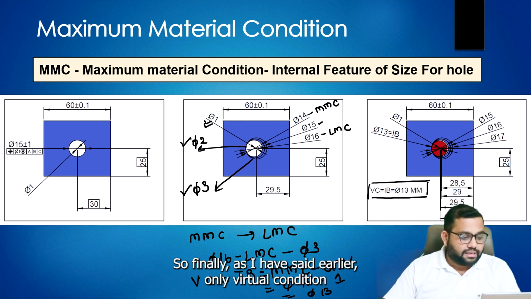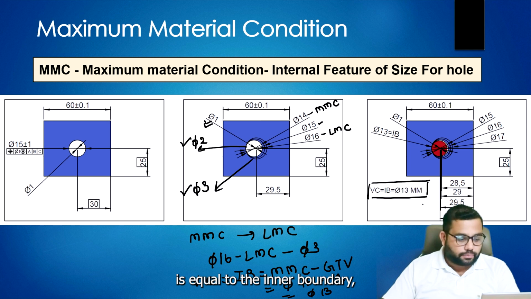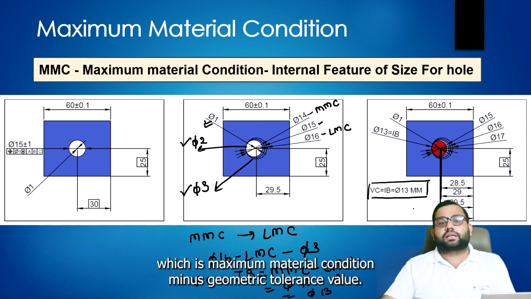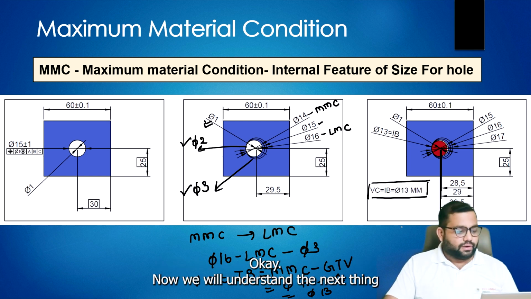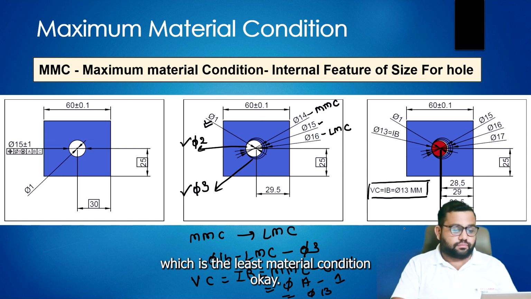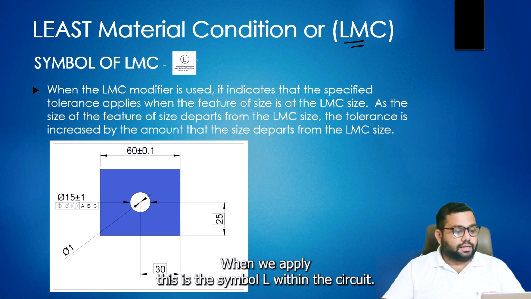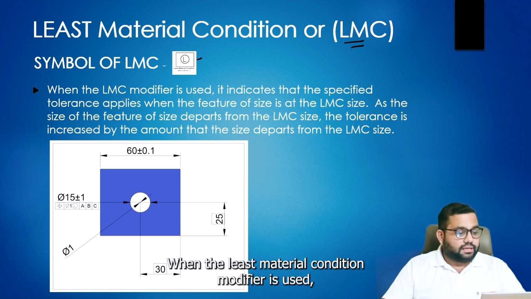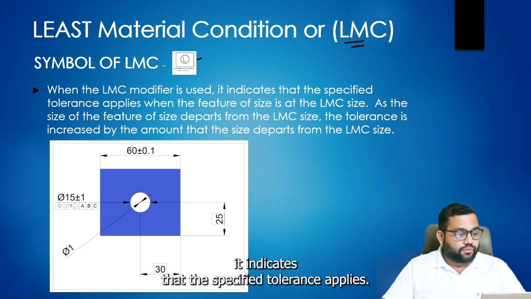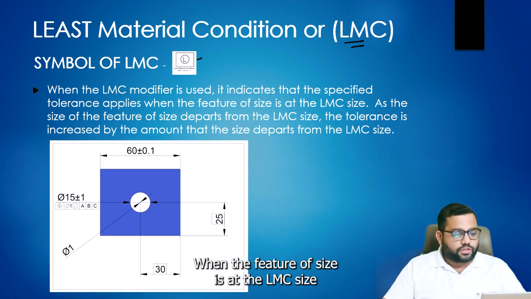Finally, as I have said earlier, virtual condition is equal to the inner boundary, which is the maximum material condition minus the geometric tolerance value. Now we will understand the next thing, which is the least material condition, or LMC. When we apply it, the symbol is L within a circle. When the least material condition modifier is used, it indicates that the specified tolerance applies when the feature of size is at the LMC size.